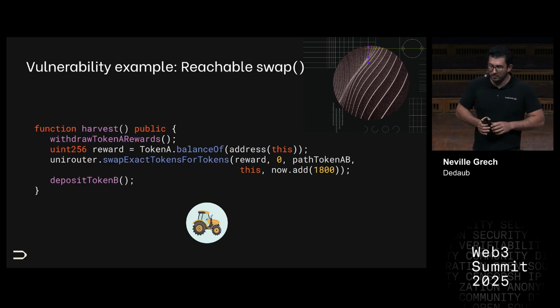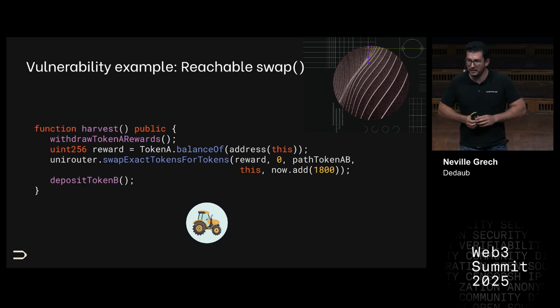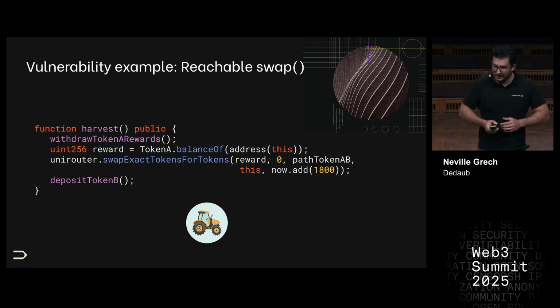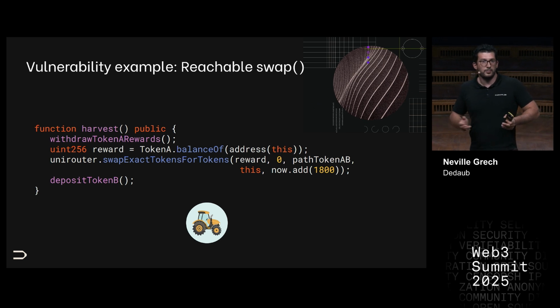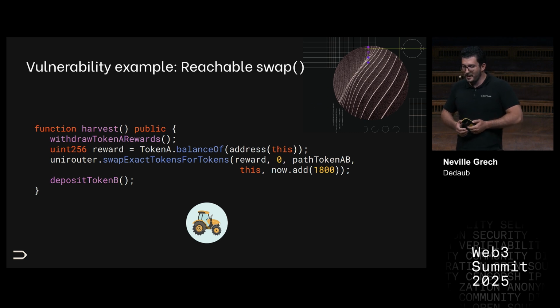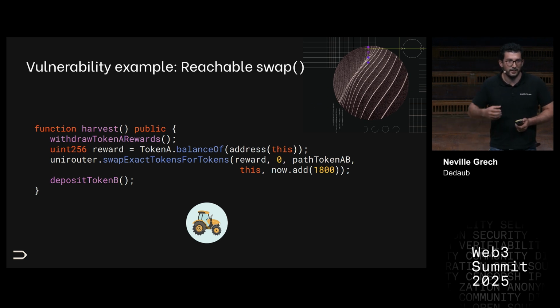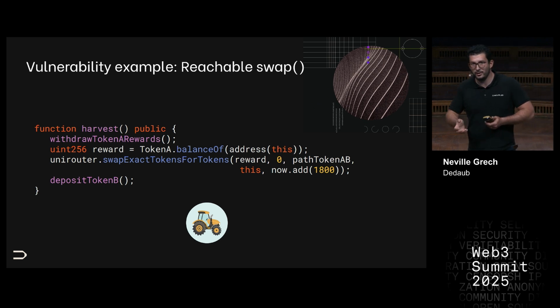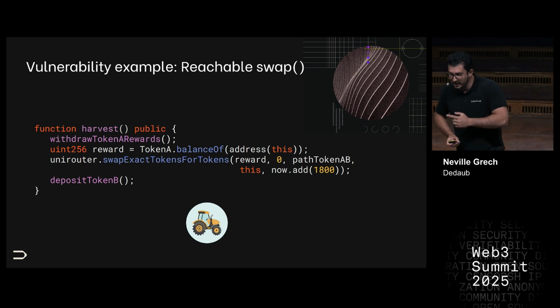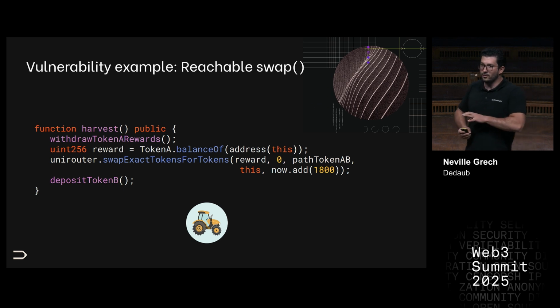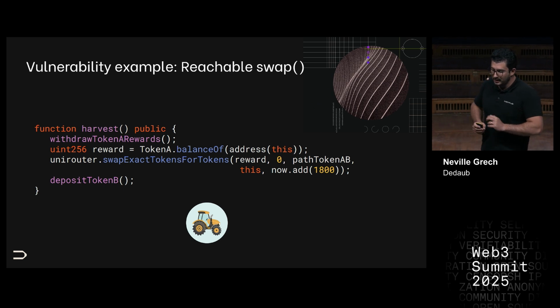Let me give you an example of one of these vulnerabilities. So here's one. This is something called reachable swap. If you guys remember the DeFi summer of 2020, there used to be a lot of yield farming protocols out there. And these yield farming protocols, they relied on someone, manually or automatically, to call a harvest function. So this function can actually be called by anyone, right?